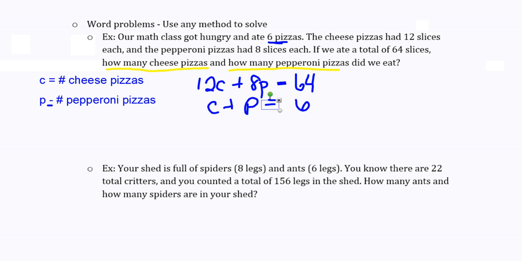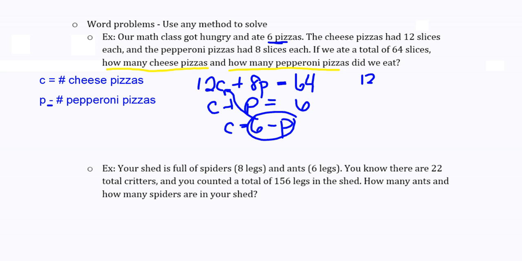Now I can do that really in any way I like. Let's say I'm going to solve this particular one by substitution. So if I solve this by substitution, I can solve, let's say, the second equation for c. So that would require me to subtract p on both sides, and so I'd have c is equal to 6 minus p. Then I can take this value for c and plug it back into this equation here.